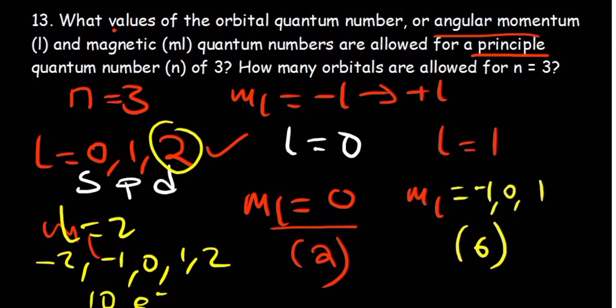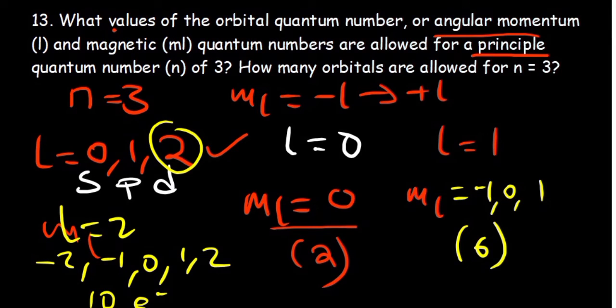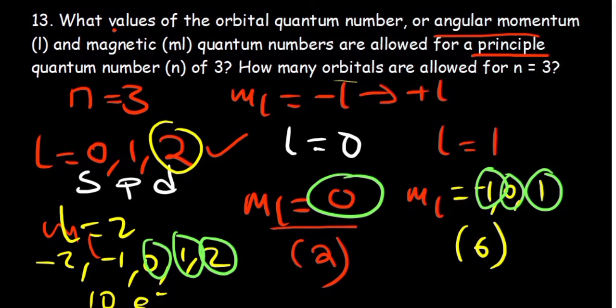So the question is how many orbitals are allowed. The orbitals are determined by the magnetic quantum number. So let's count the magnetic quantum numbers that we have. We have 1, 2, 3, 4, 5, 6, 7, 8, and 9. So it's basically 9 as our solution.